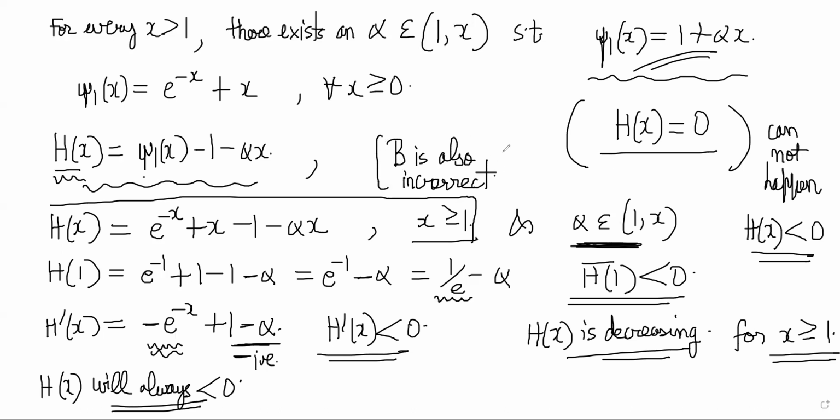Here we have used the properties of the function. We have defined an auxiliary function and checked the nature of the monotonicity of that auxiliary function in the interval where x is greater than or equal to 1, right? And we found that it is always decreasing and the starting point was also negative. So it can never be 0 and therefore psi 1 x can never be 1 plus alpha x.